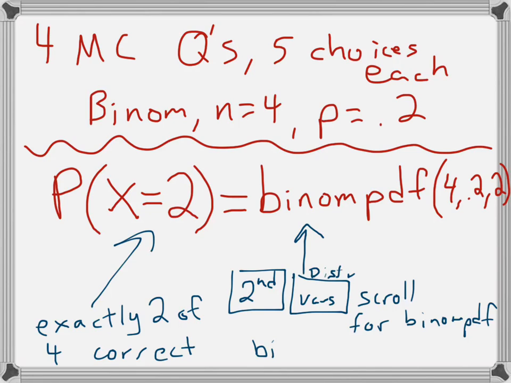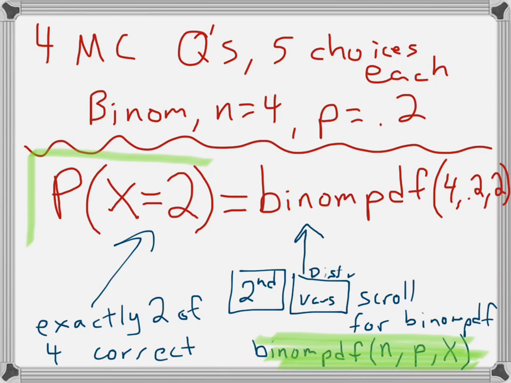What we need to enter is binompdf, and that is the number of trials, n, the probability of success, p, and the number of correct trials, x. So in general, this is what you enter to figure out that probability. And when you press that in your calculator, you should get 0.1536. Let's take a look at a practice problem.